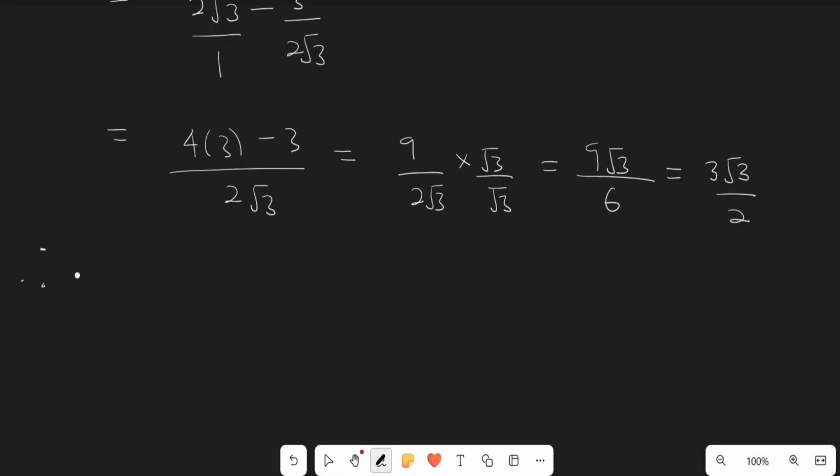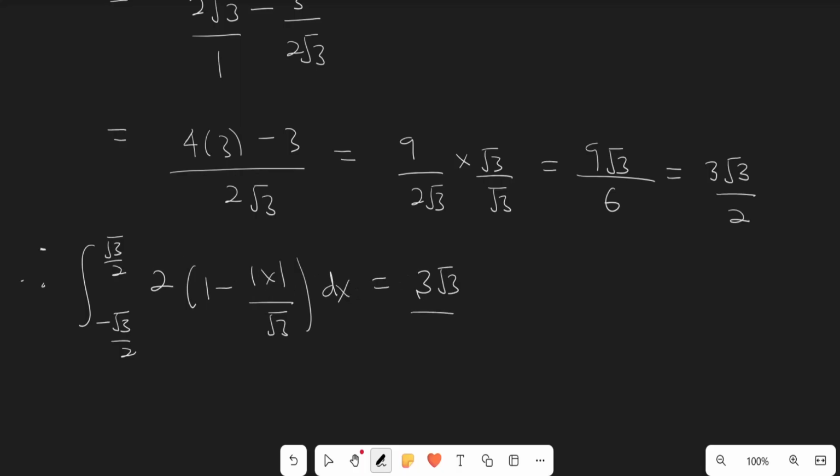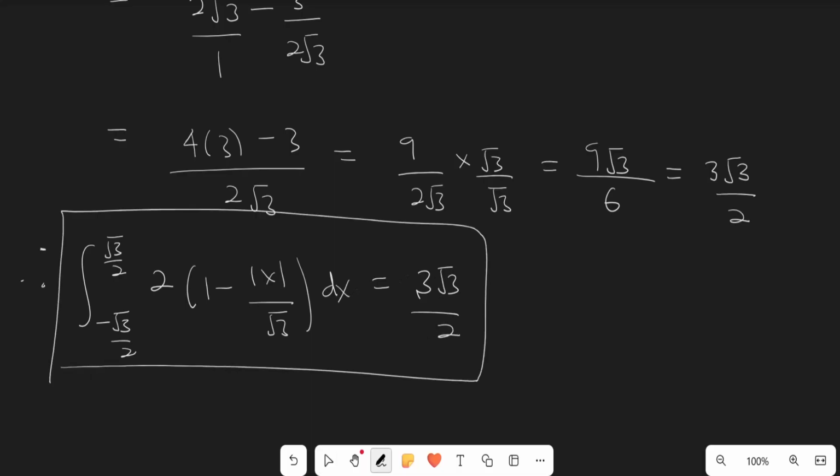Therefore our integral, from negative square root of 3 over 2 to positive square root of 3 over 2 of 2 times 1 minus the absolute value of x all over the square root of 3 dx, simplifies to 3 square root of 3 over 2. So this is the value of our beautiful MIT integration bee question.